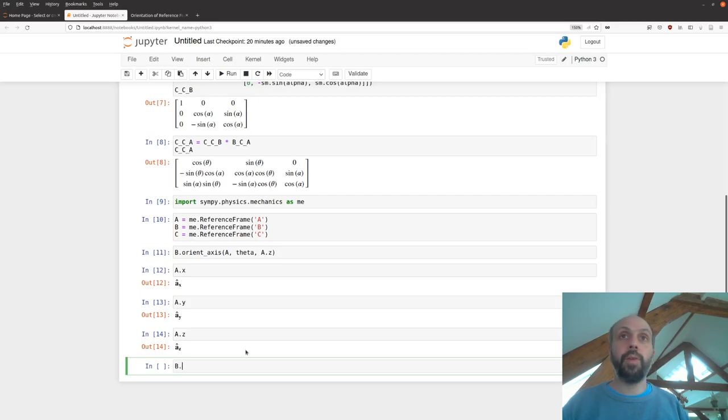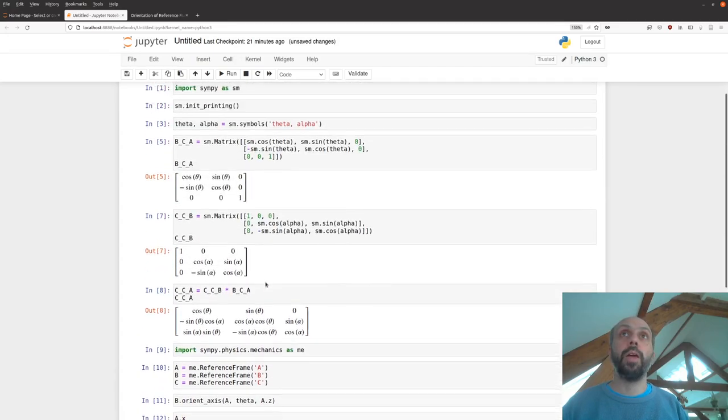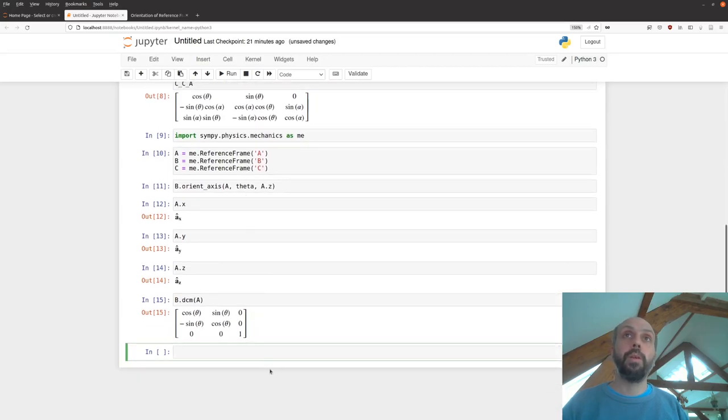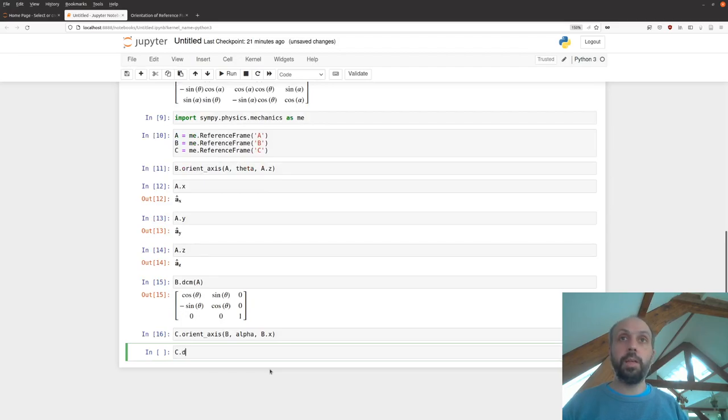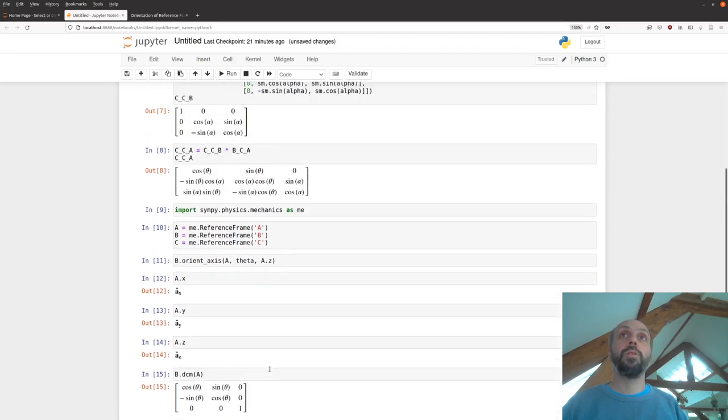Nothing seemed to happen, but if I call B.dcm for direction cosine matrix relative to A, I should get our same matrix that we had above. We formulated it manually, and it does look like we've done so. I can do the same thing. The C was about the X through alpha, so I can say C.orient_axis with respect to B through alpha about the B.x unit vector. And then if I ask for C.dcm(B), I should see that we get the same matrix as above, which we do.